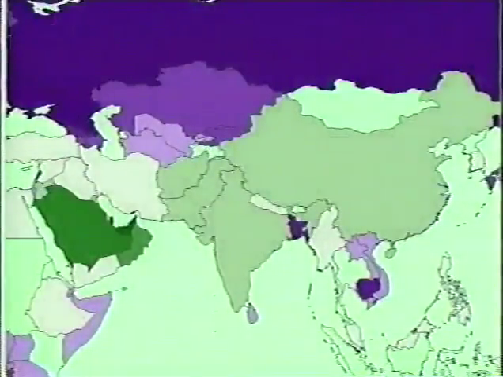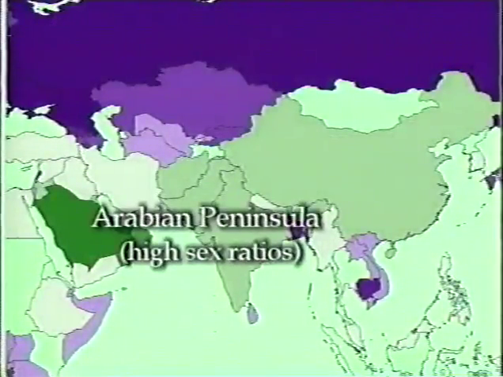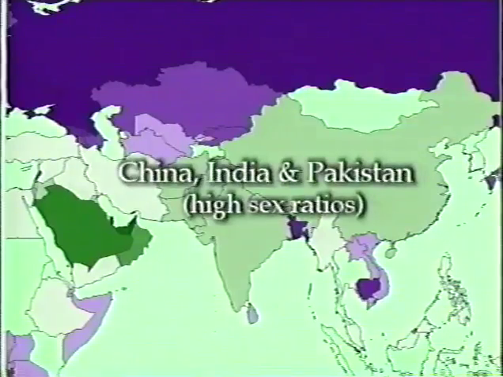This immigration is associated with economic development and political stability in Cote d'Ivoire that contrasts with the state of affairs in the rest of the region. At the other extreme are the very high sex ratios in the Arabian Peninsula, followed by the relatively high sex ratios in the world's most populous countries of China, India, and Pakistan.